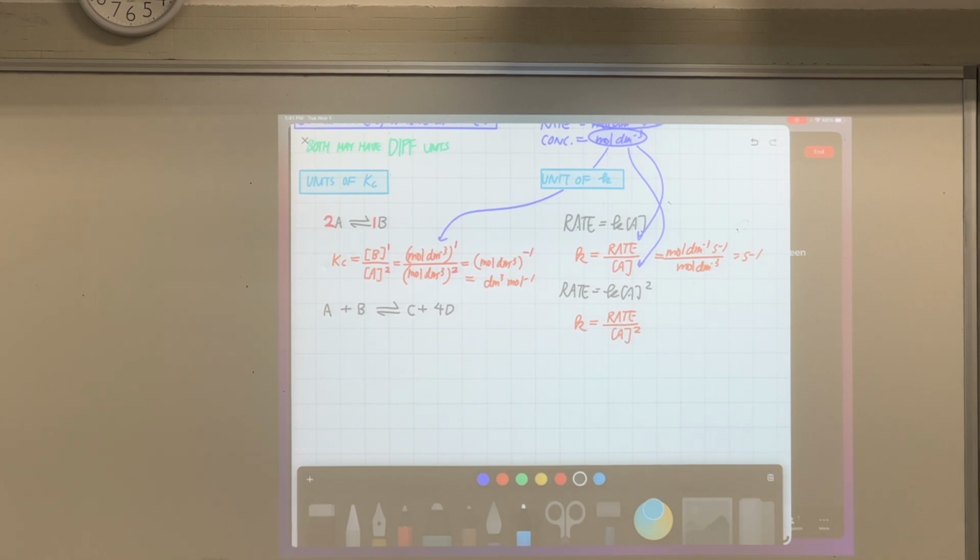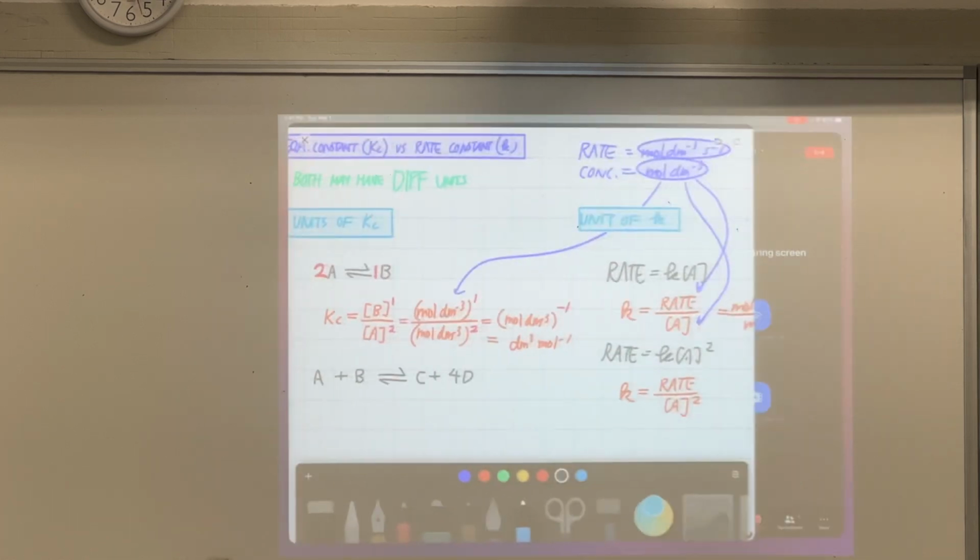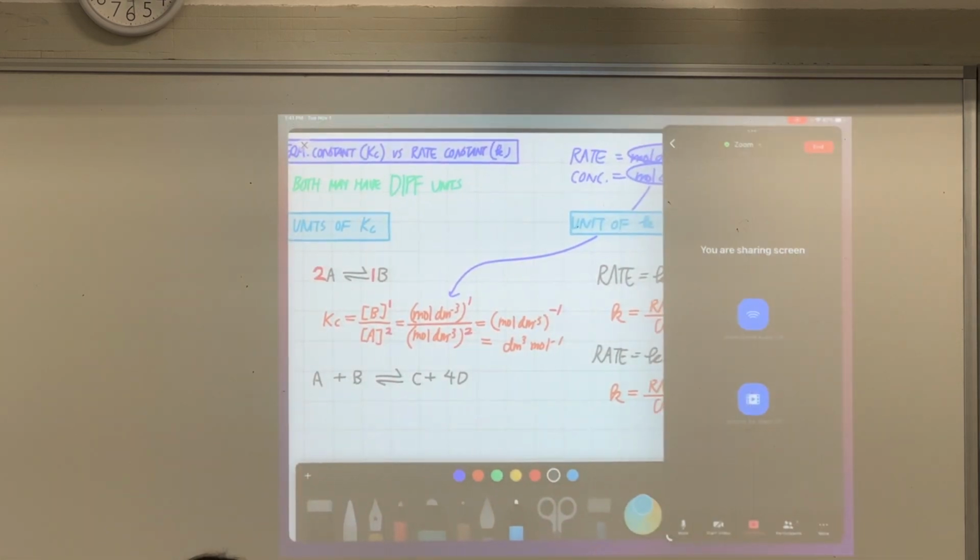Check to see that your worksheet has two sides. It should be printed on both sides, and all four sides should be different. If you find any two sides the same, you can come out and get another copy. We'll work on these questions together. But first, let's continue with our discussion last time on the units of equilibrium constant and rate constant.